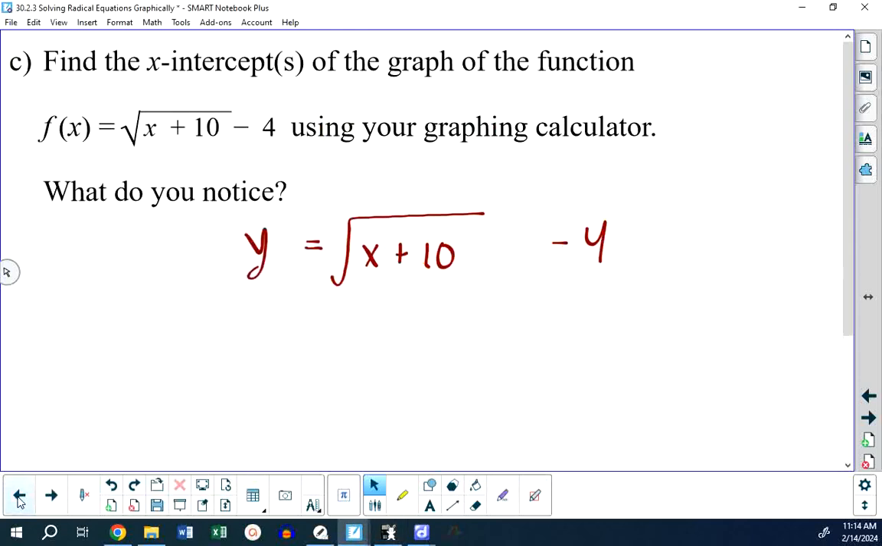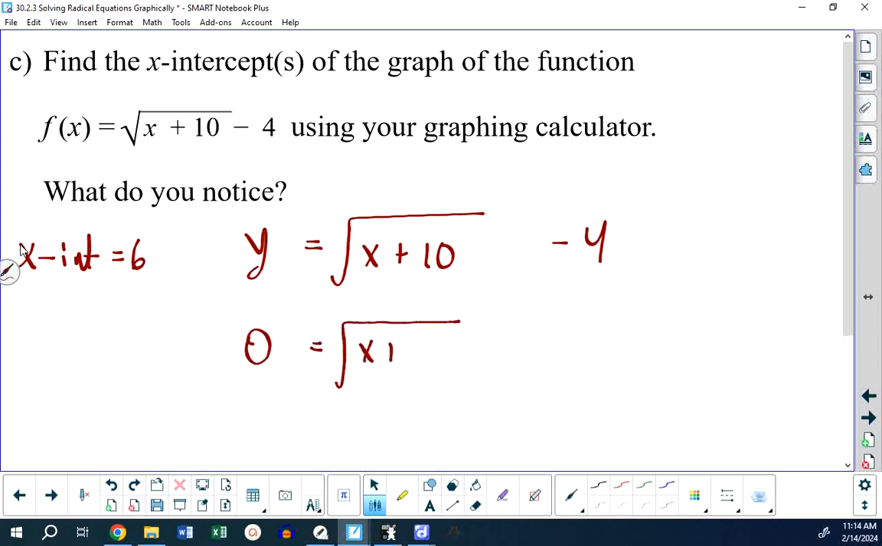Okay. It's probably not a mind-blowing revelation to you that the x-intercept we get is equal to the solution to the equation. So the x-intercept is equal to 6. Whereas when we have 0 equals root x plus 10 minus 4, the root is x equals 6. Why is the solution to the equation the same as the x-intercept of the function? Because the equation is set equal to 0.